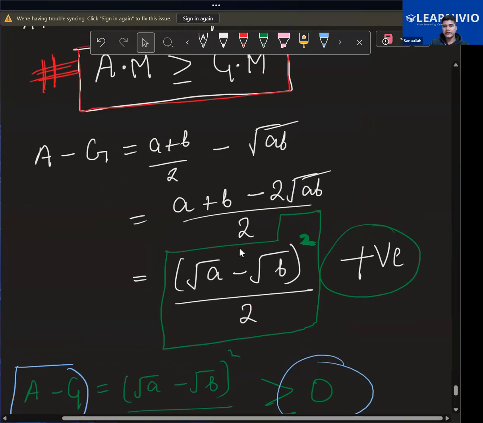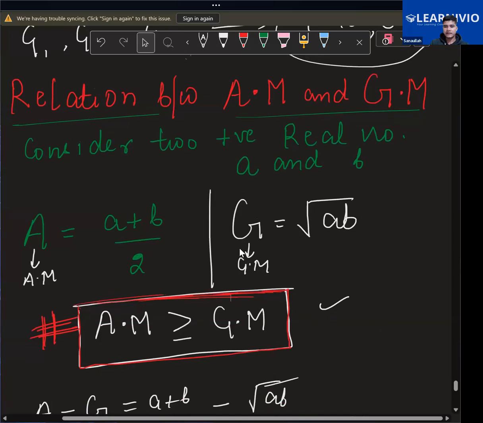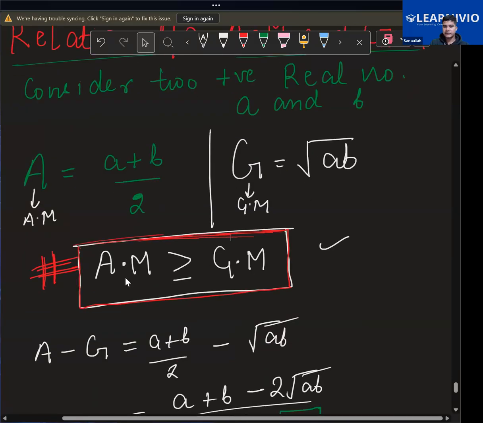So this is clear to you. Arithmetic mean is greater than geometric mean. This is only what you have to learn. Arithmetic mean is (a plus b) over 2, and geometric mean is under root of ab. And a and b are both positive real numbers. Okay. And the relation is arithmetic mean is greater than or equal to geometric mean. Is this clear to you?